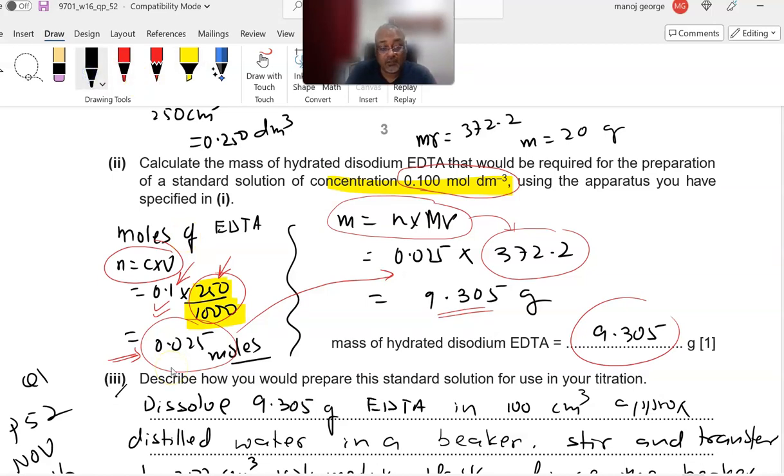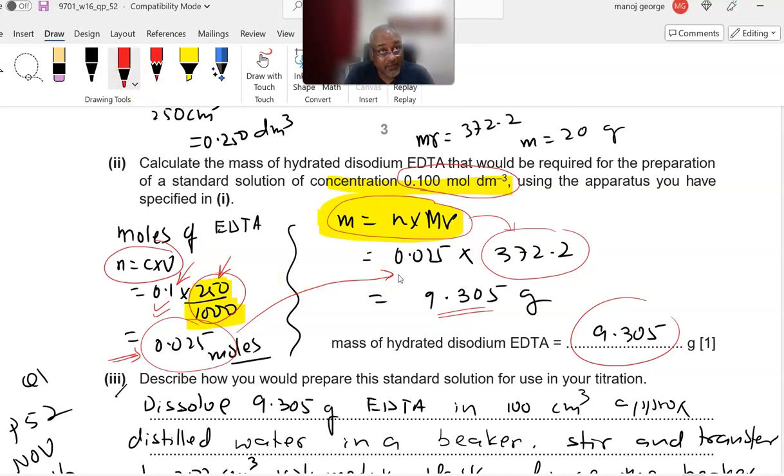Once I got the moles of the EDTA, how do we figure out the mass? Now remember the IGCSE formula: mass equals moles times Mr. We already have the moles coming in from here, 0.025.